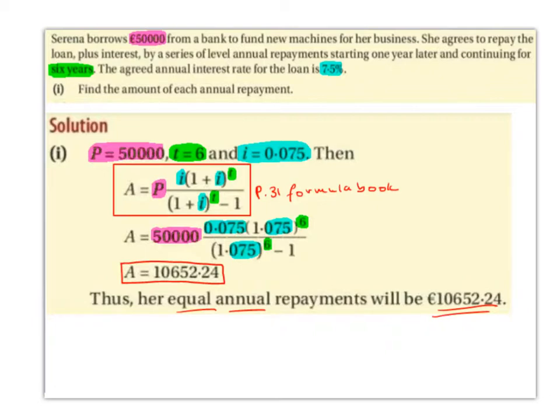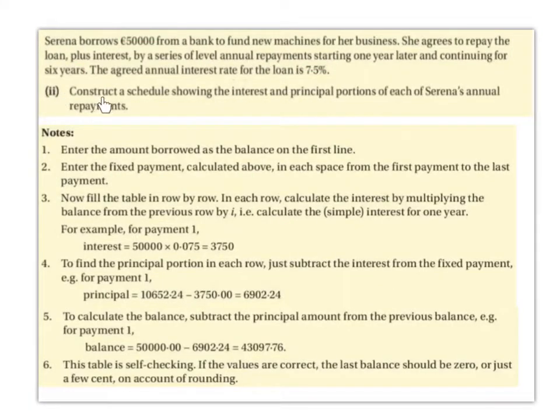Into the calculator, and we get €10,652.24. Thus, her equal annual repayment will be €10,652.24. Part 2. Construct a schedule showing the interest and principal portions of each of Serena's annual repayments.